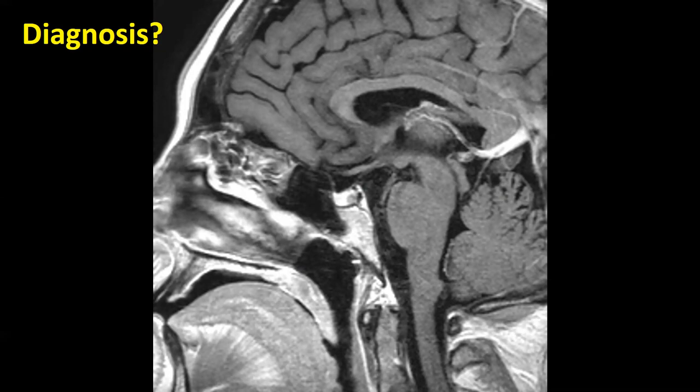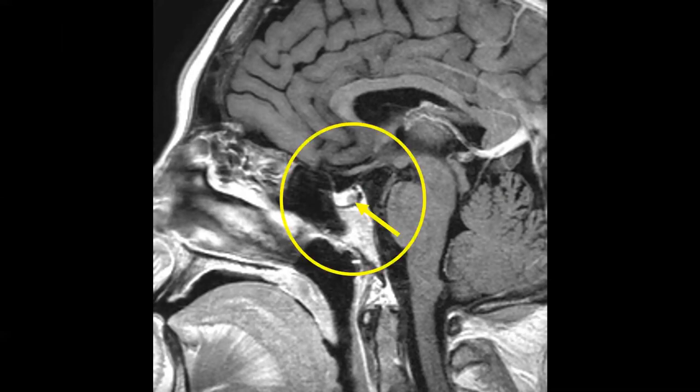So this is a T1 with contrast, and you can see the pituitary is lighting up, but there is what we call hypo-enhancing. There is a hypo-enhancing focus within the pituitary. This is a pituitary microadenoma. Now look, here's the thing. This is a sagittal section.